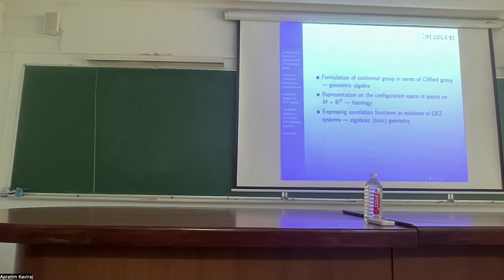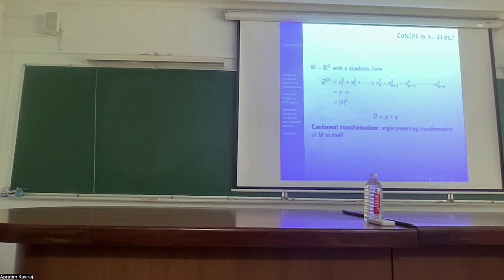That's a topological consideration. And then using this, I'll be expressing the correlation functions as solutions of what is called a Chickasaw system, which falls in the subject of algebraic toric geometry. So I'll have to introduce these things. These are some technicalities, but unfortunately I have to introduce all of them. So with this, let's start with the description of the conformal group.